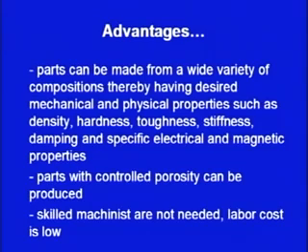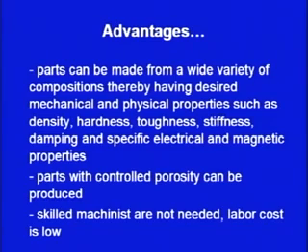Parts can be made from a wide variety of combinations, thereby having desired mechanical and physical properties such as density, hardness, toughness, stiffness, damping and specific electrical and magnetic properties. So, we can blend metal powders of different metals together and get the desired properties in our final product. So, parts with controlled porosity can be produced. This property of porosity can be used in making self lubricating types of bearings.